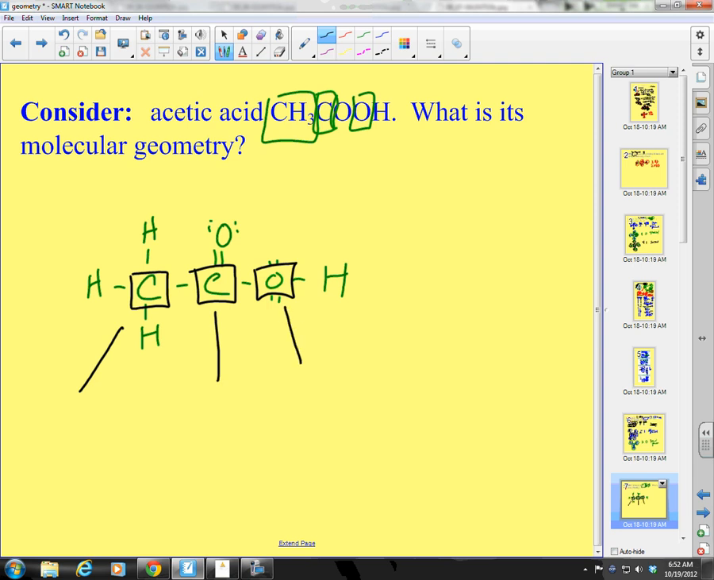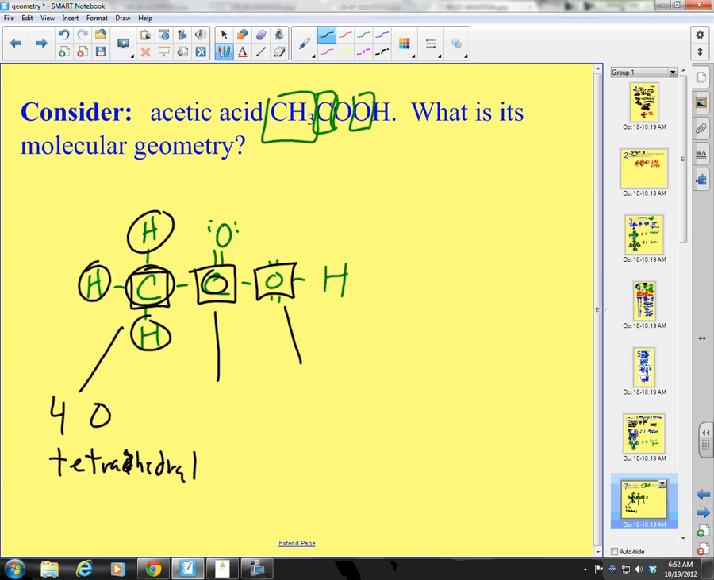Well, what's the shape around this carbon? This first carbon, I have 1, 2, 3, 4. It's a 4, 0. That means it is tetrahedral. Good. What about this carbon in the middle? I have an atom bonded here, an atom bonded here, and an atom bonded here. Do I have any unshared pairs on it? No. It is a 3, 0, meaning it is trigonal planar.